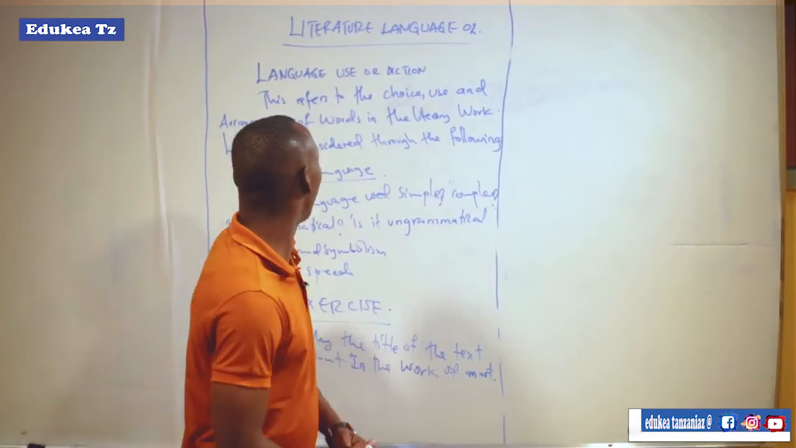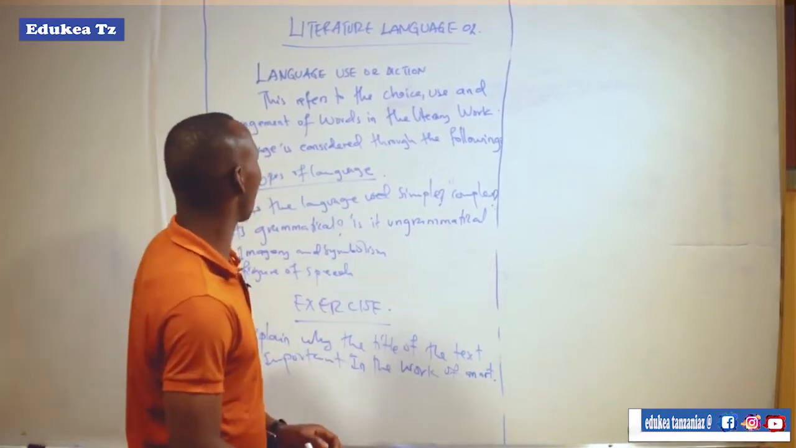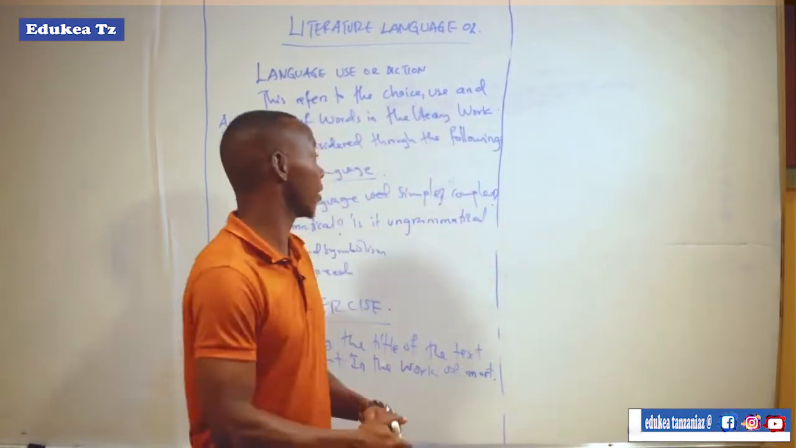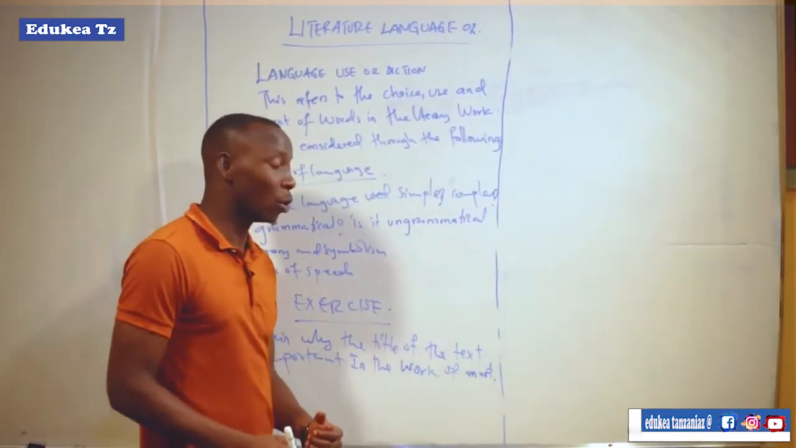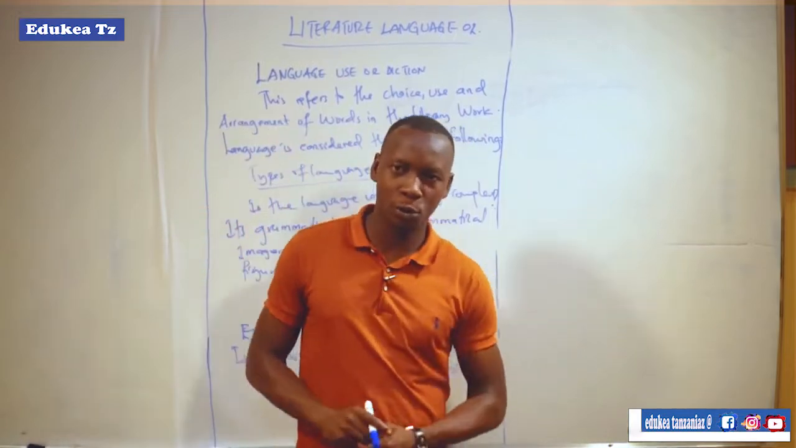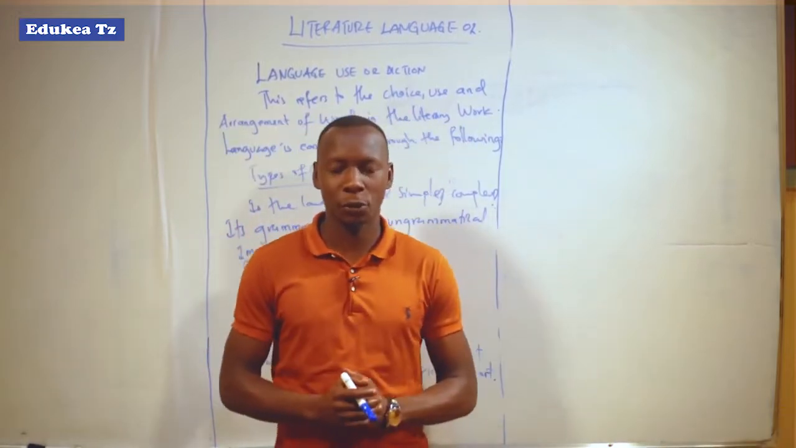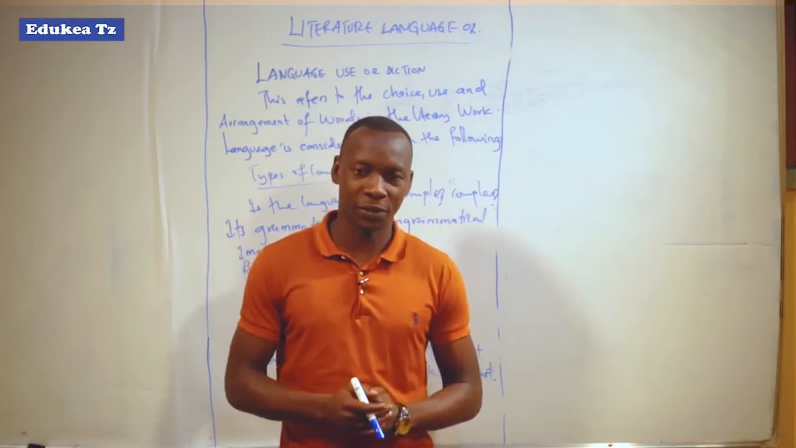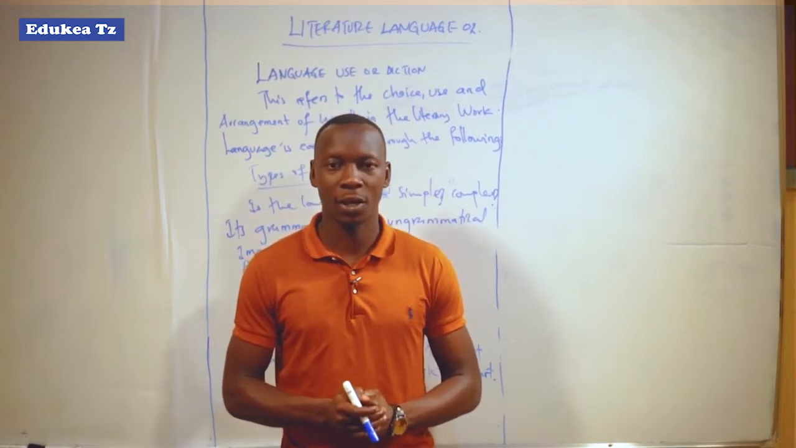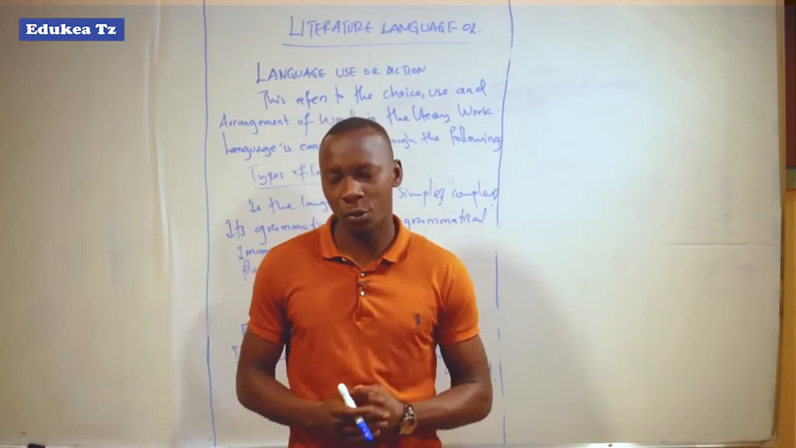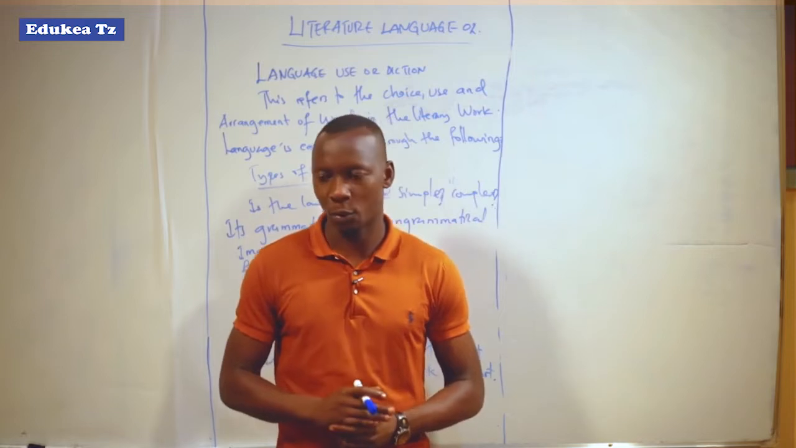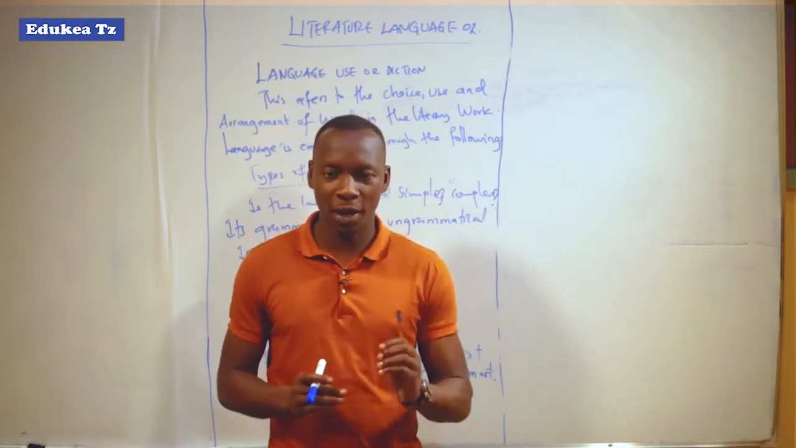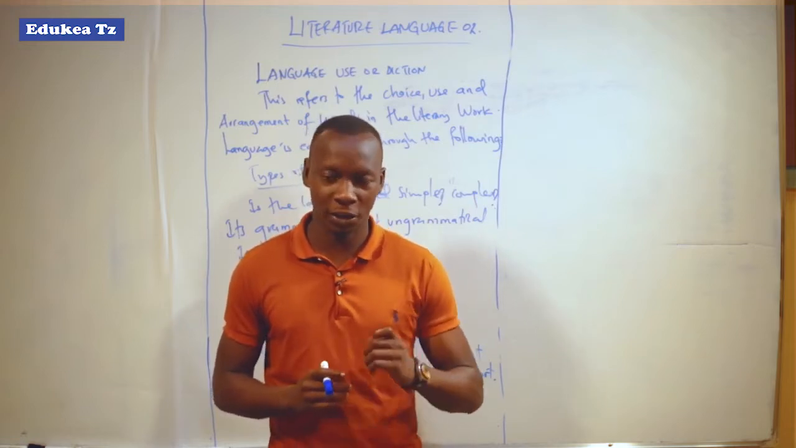Yes, my dear students, after looking at the title of the text, let us see another term, that is language use or diction. When we are talking about language use or diction, we are talking about the choice of language or the arrangement of words in literary works. In this work of art, there is the use of language. Sometimes you can use ordinary language, or you can use literary language. When you are talking about ordinary language, we are talking about language that has its origin, or the direct language.